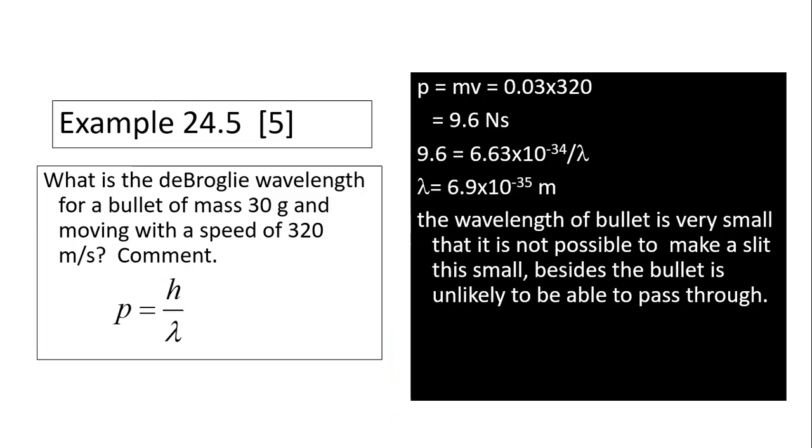Wavelength of bullet is very small. It's not possible to make a slit so small. Besides, the bullet is unlikely to be able to pass through. Of course, if it passes through, it will damage the slit. But what we are saying is the bullet size is too big compared with the slit that it is supposed to pass through. So there's no way you can show the wave nature of the bullet.